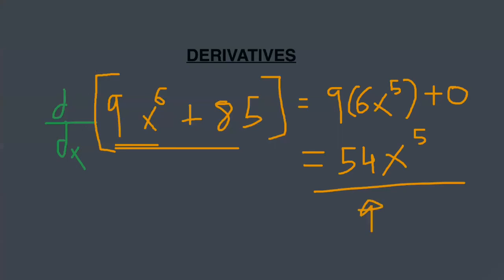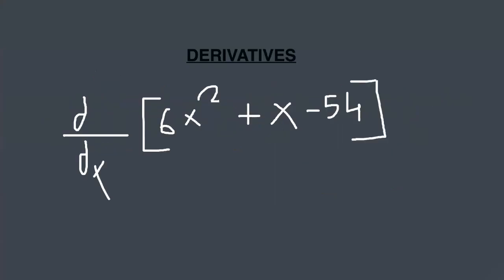Let's do one more complicated question to see if we truly grasp the concept of the derivative. Take a look at this derivative: 6x squared plus x minus 54. Pause the video, try it out yourself, and let's take a look at it together. Okay, so there's 3 different parts to this question essentially. And so we can look at this question as 3 different questions. We can just combine them together at the end.